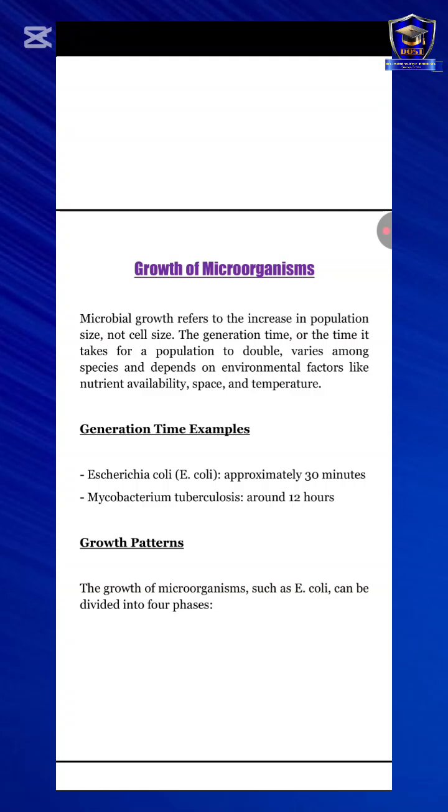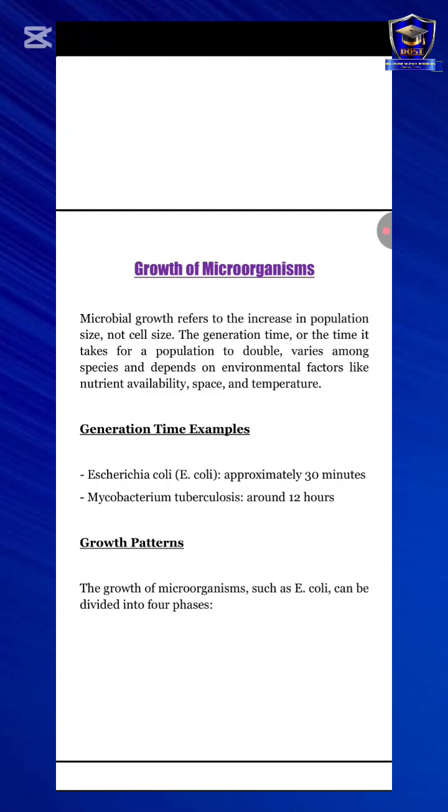You can see two examples given: that of Escherichia coli, also called E. coli. For this one, the generation time is approximately 30 minutes. That means if you leave E. coli in a favorable environment, every 30 minutes the size will double. And that of Mycobacterium tuberculosis is around 12 hours. So you can see that the generation time varies for different organisms. Also note that environmental factors such as availability of food, water, and some other necessary things in the surroundings are also important in determining the generation time of every microorganism.